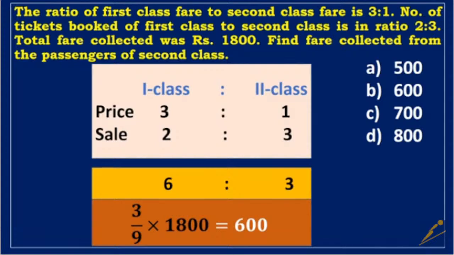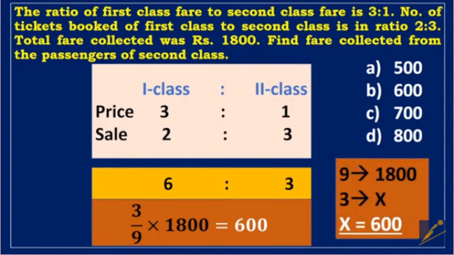Alternatively, we can find the fare collected from the passengers of the second class. The total value 6 plus 3 equals 9, which is equal to 1800 rupees. The fare collected from the second class ratio is 3. The value 9 is 1800. Then the value 3 becomes 600 rupees.